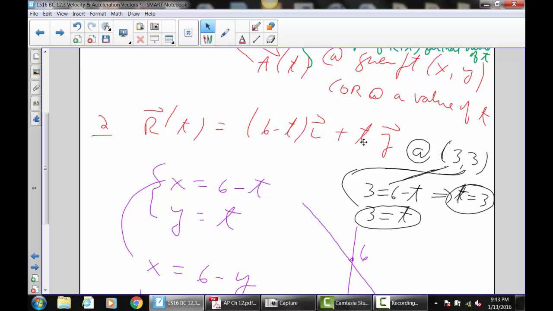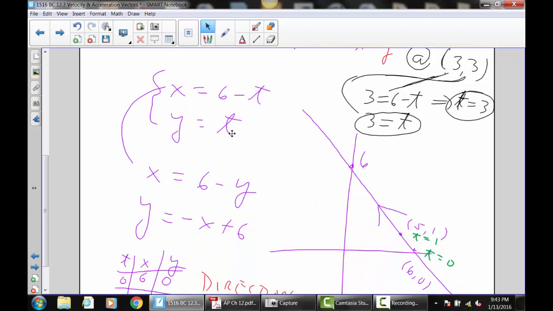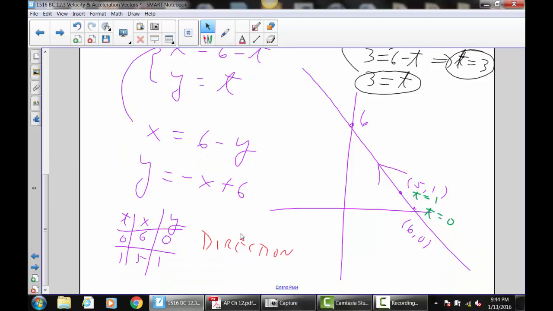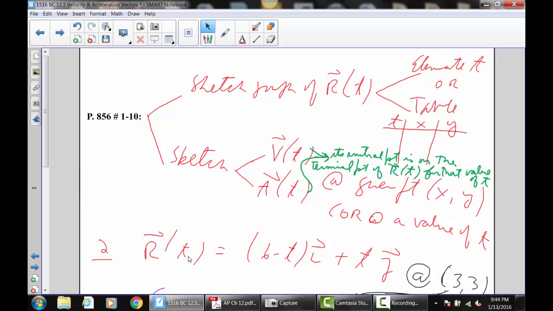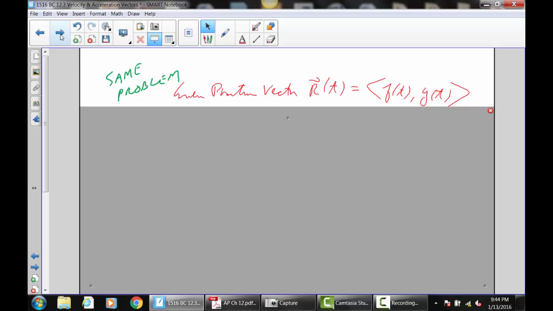So I'm going to take this, which right now is in linear combination form, this vector, and pull it out as a set of parametric equations. Of course, t is equal to y, so I can take my x and replace the t by y, isolate my y, and I've simply got a line with a slope of -1 and a y-intercept of 6. So that's easy enough to draw as far as the original position graph. And of course you should always have direction, so I plug in the t's. Now I'm going to continue this on the next page.